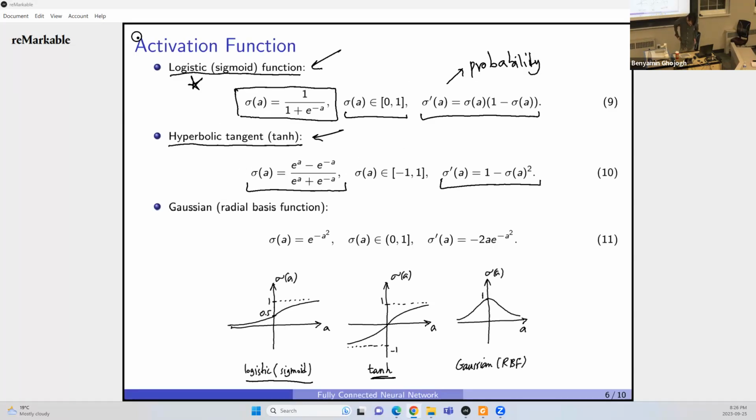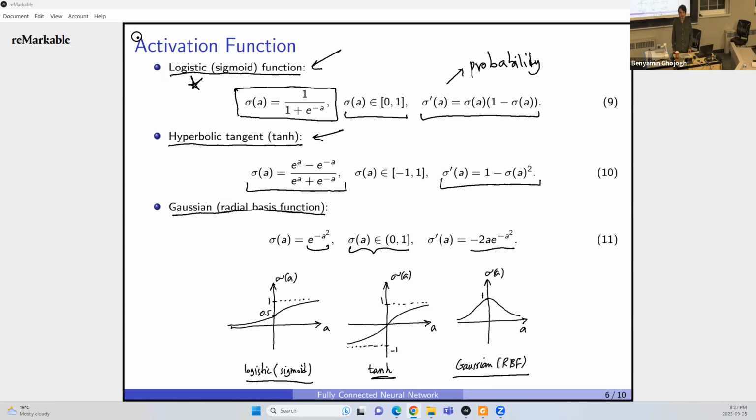Another one is Gaussian or radial basis function. And what is that? It's this. It's just similar to Gaussian distribution, right? Centered at 0 here. You can also change the center, the mean, if you want the output of your layer to have some mean. Then, of course, it outputs between 0 and 1 because of this formula. And its derivative with respect to a is this. Okay.